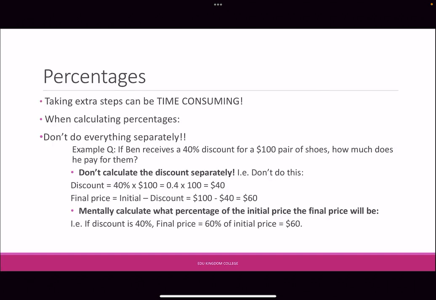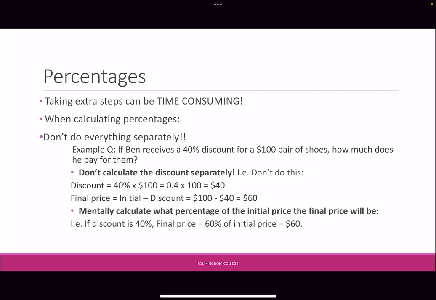Let's get right into the overview. We're just going to be looking at two topics today. One is going to be percentages. We've gone through this a lot, and if you're joining us for the first time today, basically what you need to know is percentages can be time consuming because a lot of people take a lot of extra steps, and a lot of questions are designed so that we tend to answer them that way.